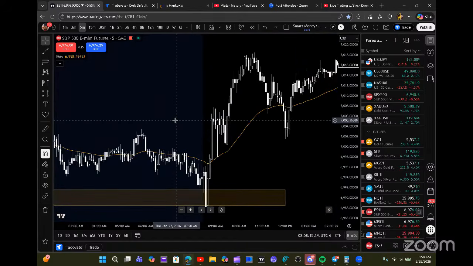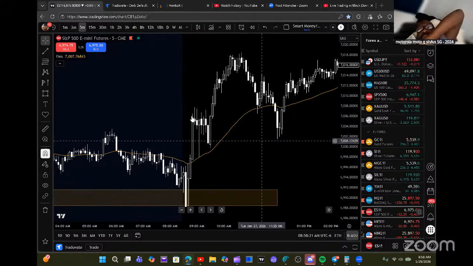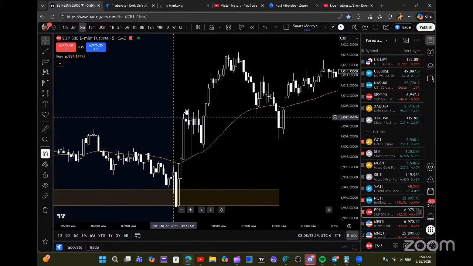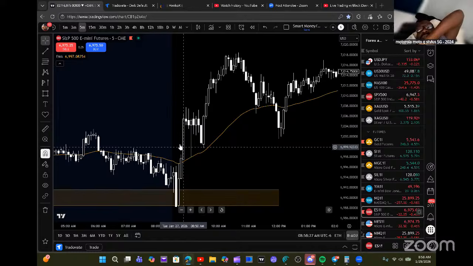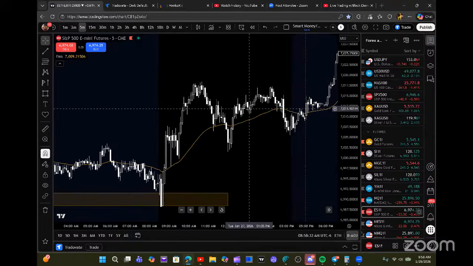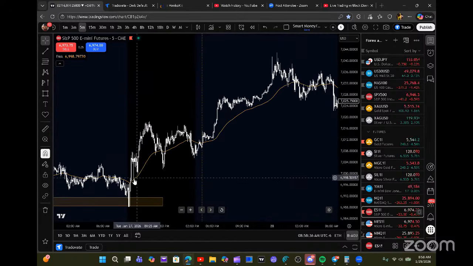Look, check it out. Look at your entry model. You broke all these little highs right here. You made a bullish indication. Look at that, your wick right here back down into the internal range, fair value. That's your trade. And look, it never came back down this low. It just went up.